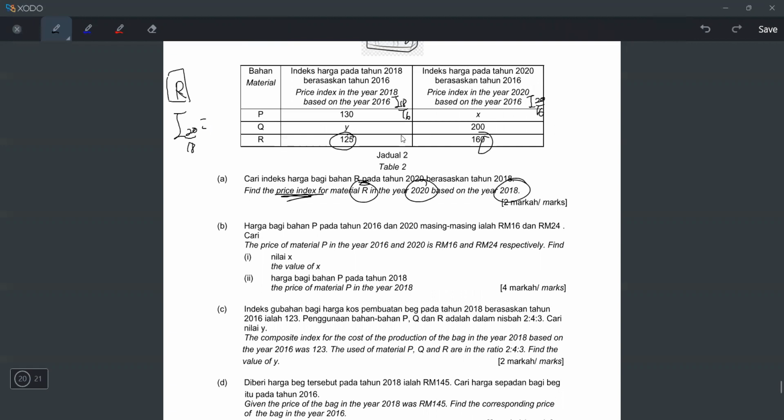Yes, because I have the 2018 and the 2016. So you do it by yourself, 2016, right? Sendiri. And then you can check your answer in the back by yourself, all right?